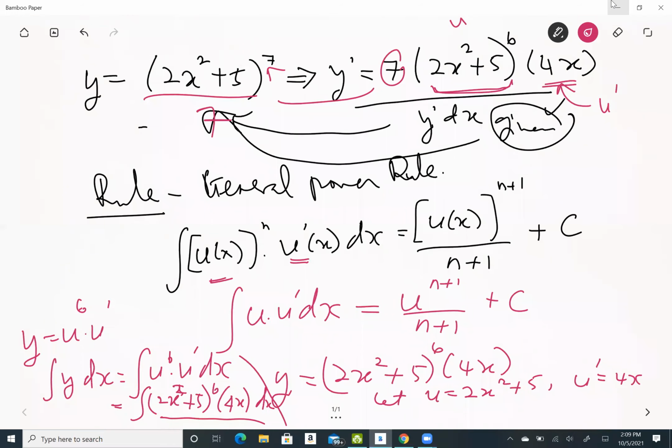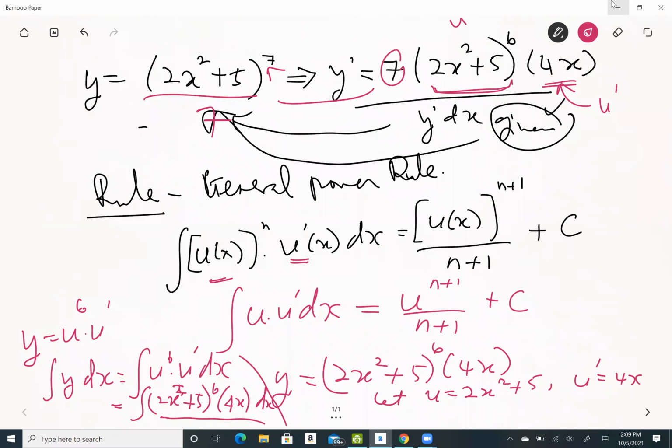And the integral will be equal to what? The integral will be equal to simply u raised to the power of n plus 1 divided by n plus 1 plus a constant c. So for this, the integral will be (2x squared plus 5) to the power of 7 divided by 7 plus c. All right. So let's now do it according to the rule.